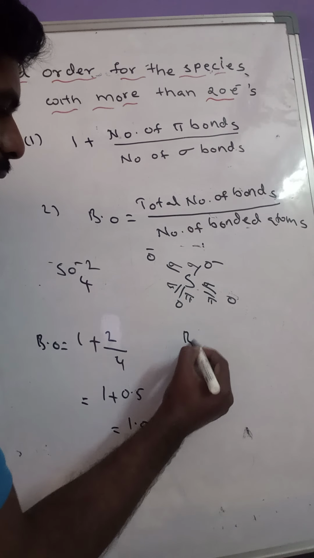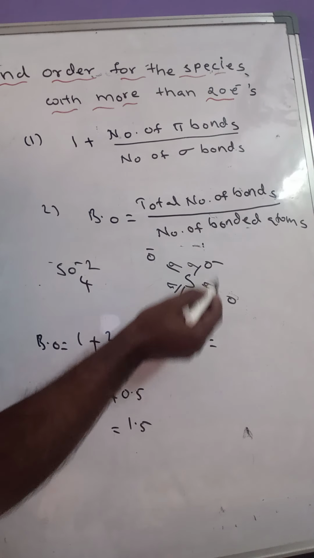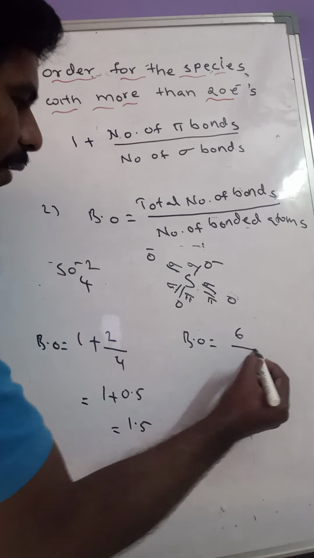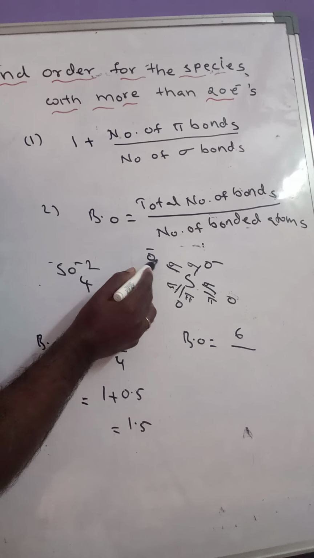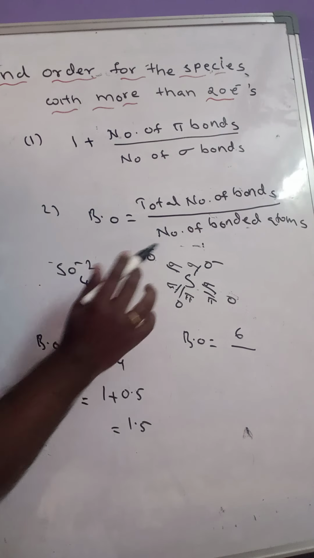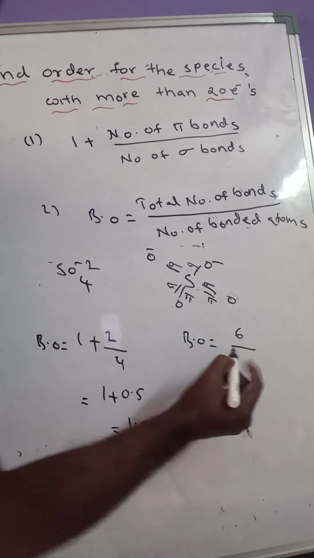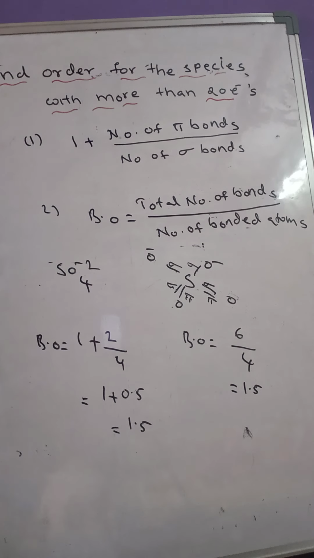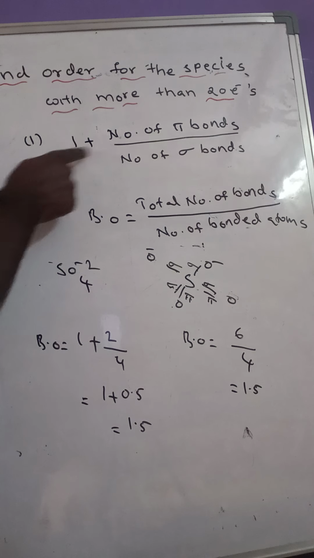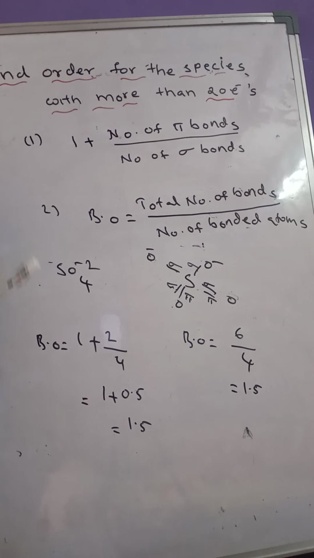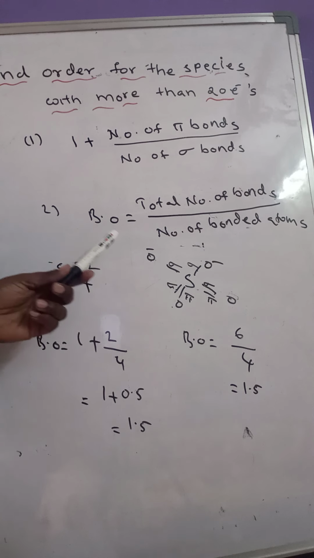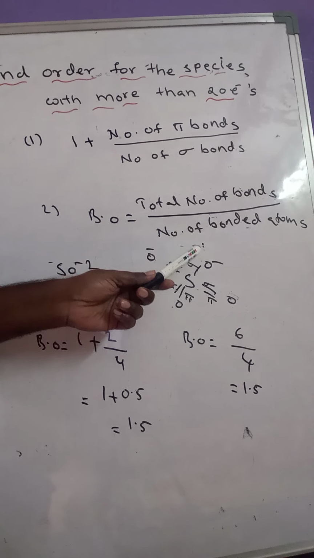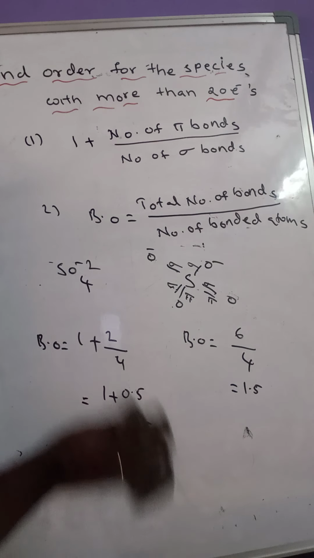According to the second formula, total number of bonds: 1, 2, 3, 4, 5, 6. So 6 divided by total number of atoms. Only bonded atoms we have to consider, not the central atom. So 1, 2, 3, 4. 6 by 4, you know the answer again is 1.5. So like this, we use the formula 1 plus number of pi bonds by number of sigma bonds, or another formula, total number of bonds divided by number of bonded atoms except the central atom.